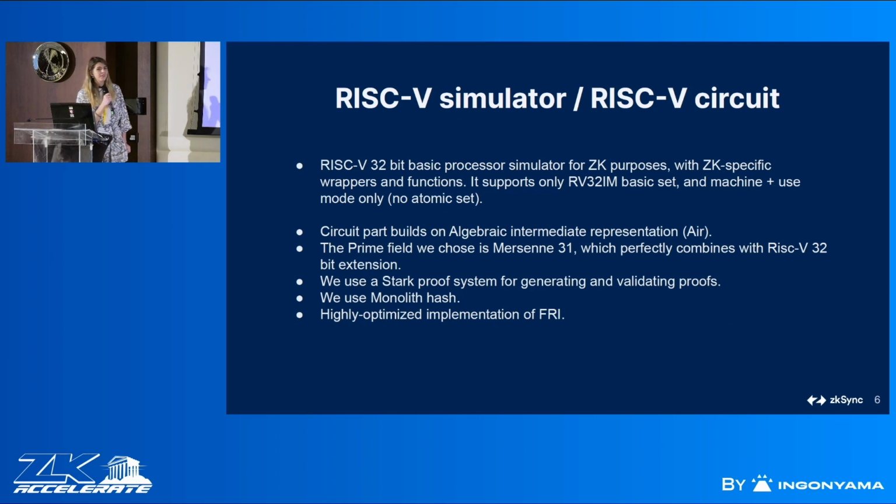STARK is the better one, because we have the same blocks every time, and a STARK prover is the best for this, I think. Also interesting, we use the Monolith hash for the Merkle tree, and we highly optimize FRI. But we also think about changing FRI to STIR.